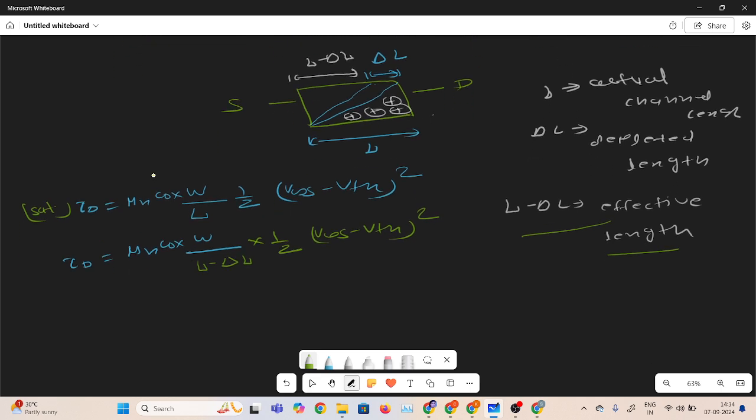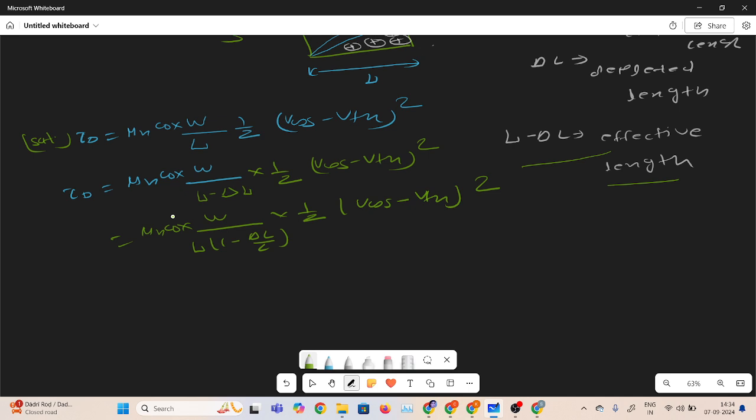If we take L common from mu n Cox W by L, then we get 1 minus delta L by L, into 1 by 2, into VGS minus VTH whole squared. You already know that 1 minus x to the power minus 1 can be written as 1 plus x, if x is small. Now I am writing that.